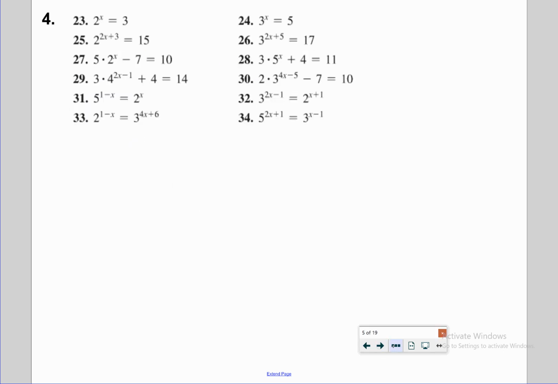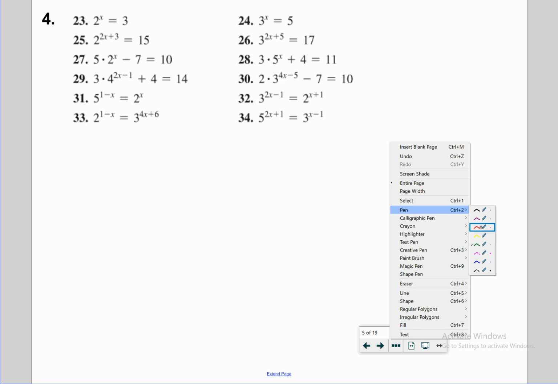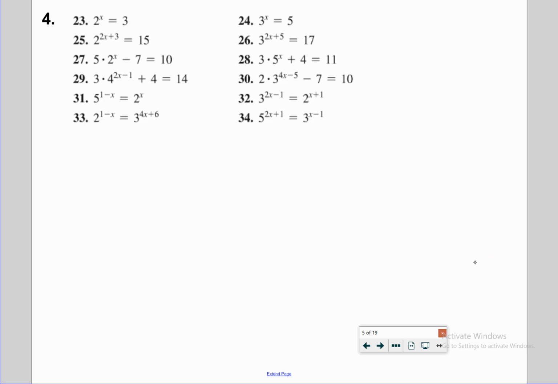Okay. Number 4 is a basic exponential equation. What we did on Thursday last week. Pick a number.